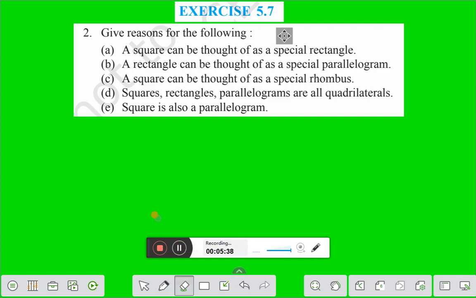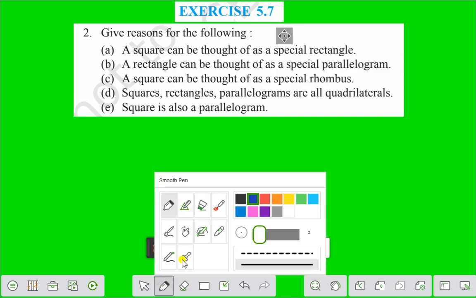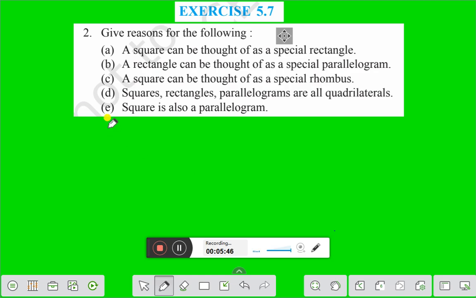Now question number C. A square can be thought of as a special rhombus. A square is like this, and a special rhombus. In case of rhombus, all the sides are equal, but not all the angles necessarily be 90 degree. All the sides of a square are equal, all the sides of a rhombus are equal. And if all the angles of this rhombus become 90 degree, then it is a square.